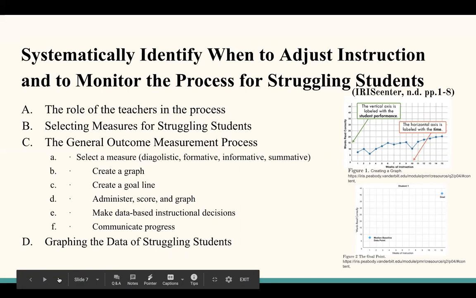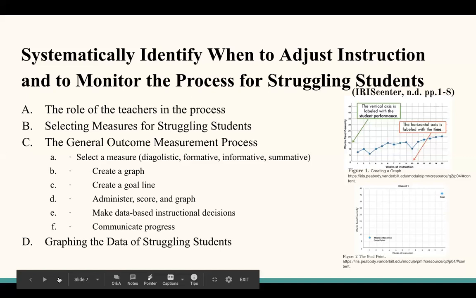Teachers also have extra considerations when selecting measures for struggling students. For example, a teacher could use a chart of reading fluency assessment to decide to move up or down the grade level of the assessment. After that, the teacher starts the general outcome measurement process.